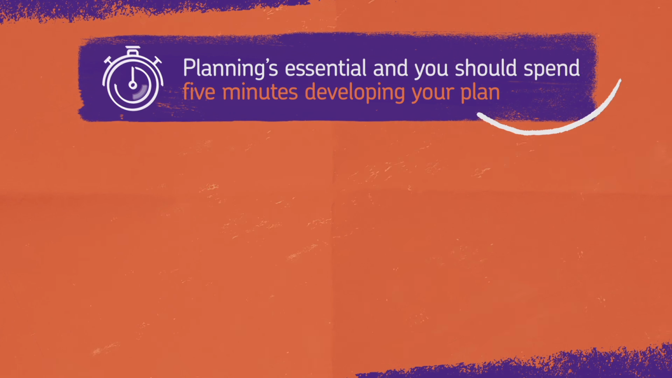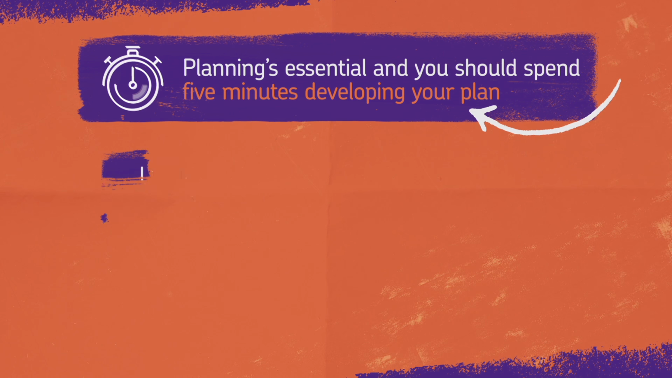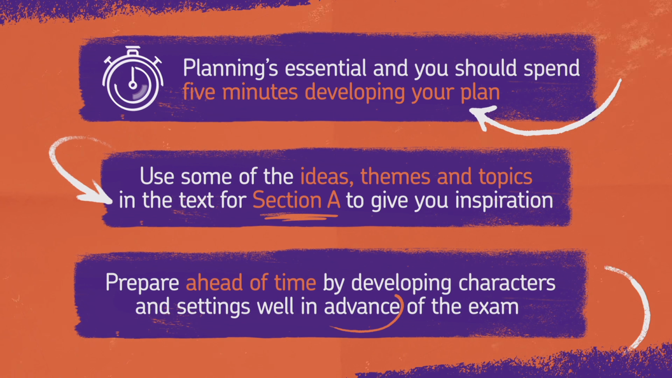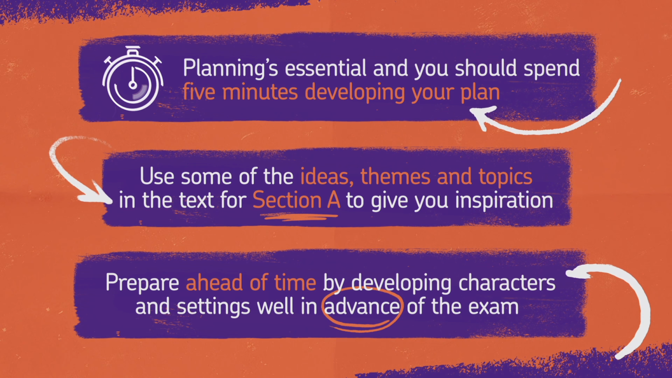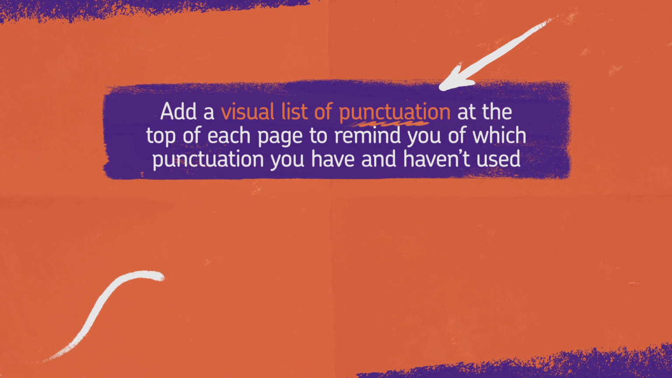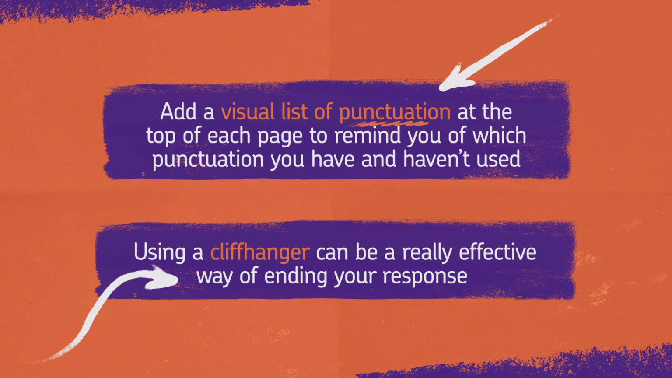For paper 1, question 5, remember these top tips. Planning's essential, and you should spend 5 minutes developing your plan. Use some of the ideas, themes and topics in the text for section A to give you inspiration. Prepare ahead of time by developing characters and settings well in advance of the exam. Add a visual list of punctuation at the top of each page to remind you of which punctuation you have and haven't used. Using a cliffhanger can be a really effective way of ending your response.